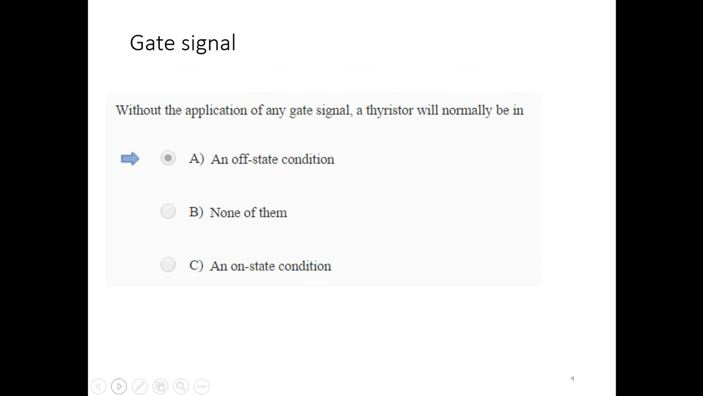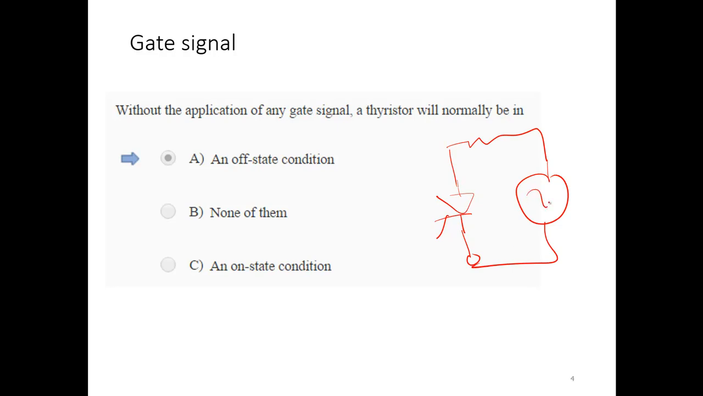Without the application of any gate signal, the thyristor will normally be in the off state. If you have a thyristor with a low resistance load, and you apply a sinusoidal voltage, positive and negative, the thyristor will not conduct any current. It will be in the off state, which means the thyristor is normally in the off state.